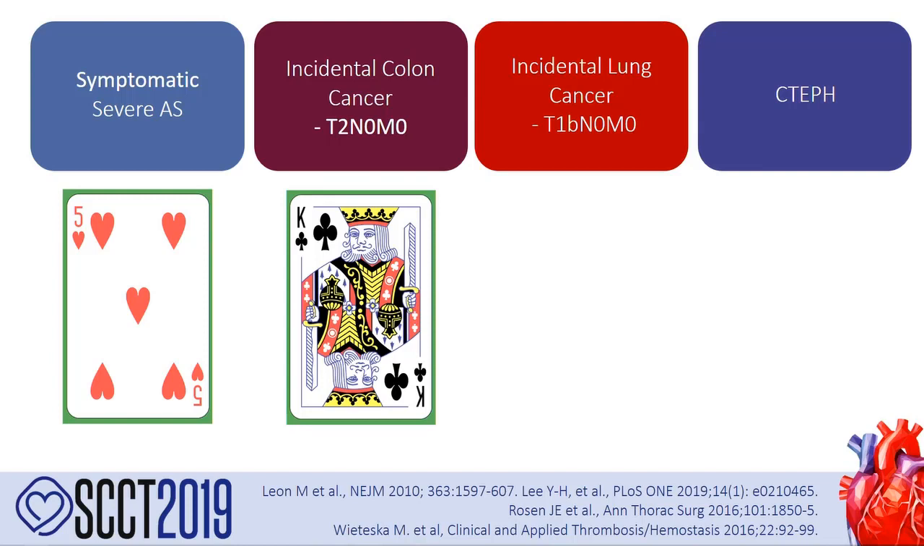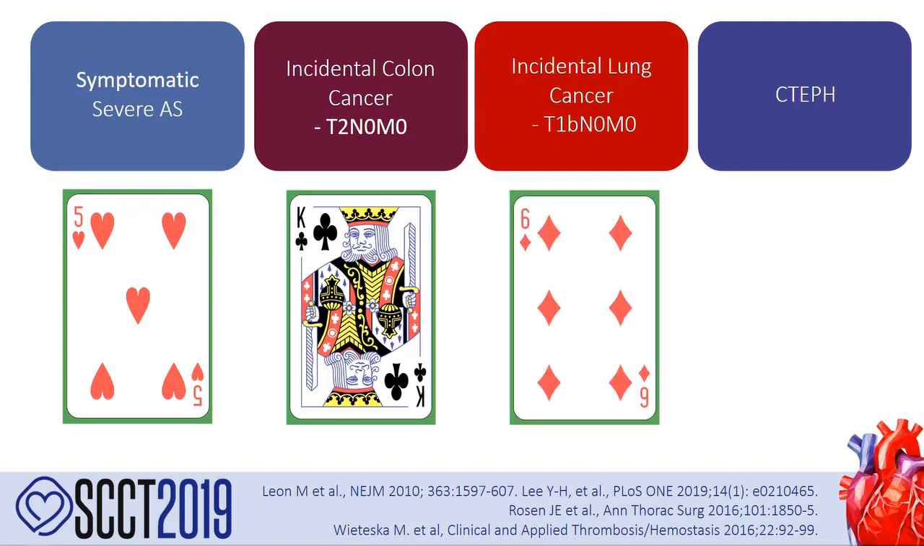Yeas in the crowd for higher survival. Again, all the hands up. Yeas in the crowd for lower survival. And the crowd is again correct. 6 of diamonds, so there's a 58% 1-year survival for untreated stage 1 lung cancer. And finally, how about our inoperable CTEPH? Yeas in the crowd for better survival than severe AS.